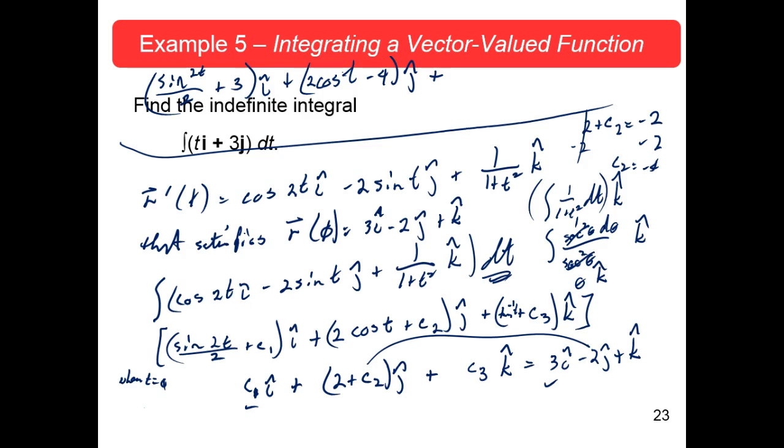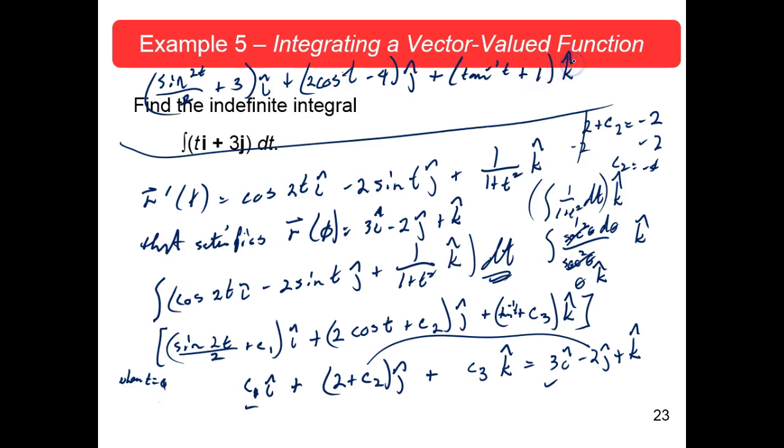2 plus C2 is equal to minus 2, right? 2 plus C2 is equal to minus 2. Subtract 2 from both sides, you get C2 equal to minus 4. So that's what we plug back in to here. So then you get plus 2 cosine t minus 4 j plus inverse tangent of t plus C3 is equal to 1.